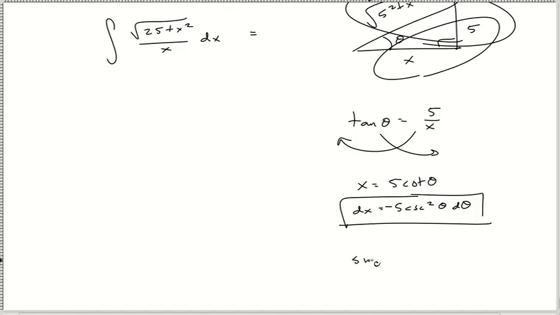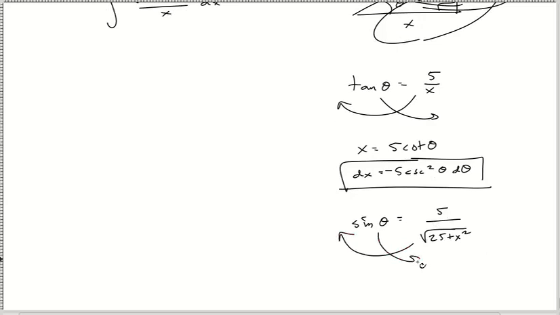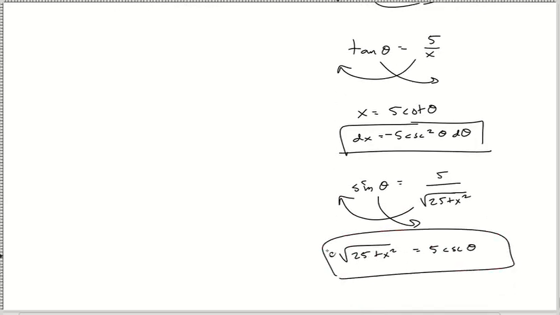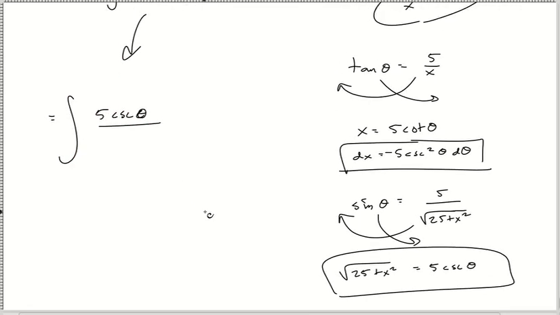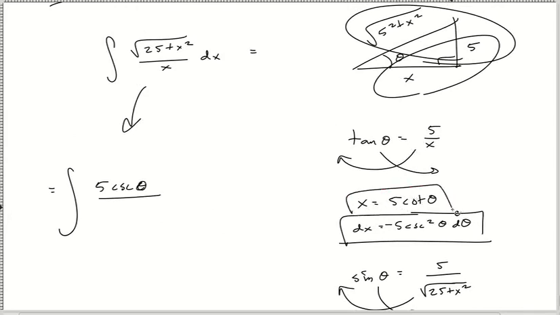This is going to be a sine theta. It's going to be 5 over the square root. So to get my square root by itself, I'm going to do this here, and that's going to be a cosecant. Again, all these cosecants flying around. Okay, here we go. So I got a 5 cosecant theta. And then at the bottom, I actually have this x, 5 cotangent theta. And then my dx is going to be all this stuff here: negative 5 cosecant squared theta d theta.